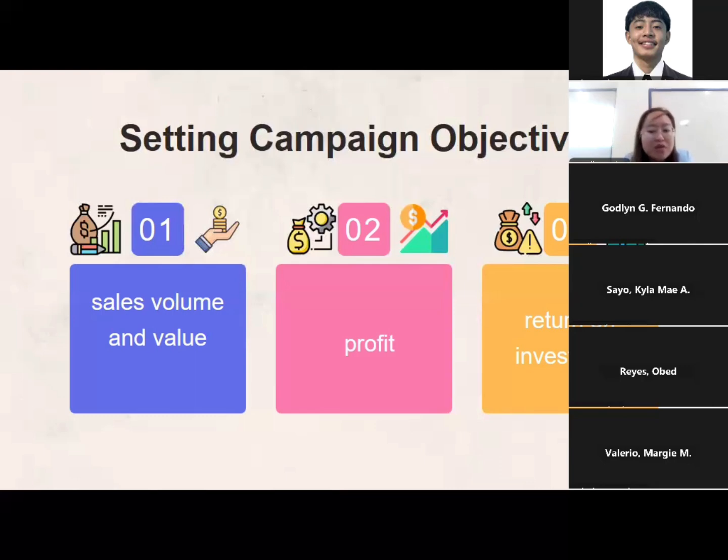Of course, we also have another one, which is return on investment. For example, the company Procter and Gamble might set an objective for a marketing campaign to achieve a specific return on investment. If they spend 1 million US dollars on ads, they might aim to generate 4 million in revenue for that campaign, so they can ensure that they get a good return on their investments.